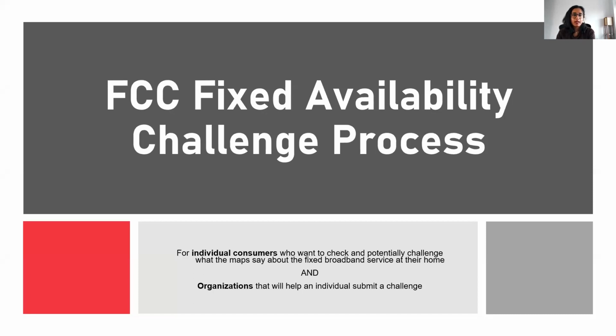Starting out with the availability challenge process. We'll firstly discuss how individual consumers can actually do this, and also how organizations that would like to help individuals submit a challenge can do that, because we really want to reach out to those areas which have poor broadband services, and because the entire process is set up online. So we definitely want to build in those collaborations as well, so that people who do not have good access to broadband actually have the resources through local schools and libraries and other organizations to engage in the challenge process.